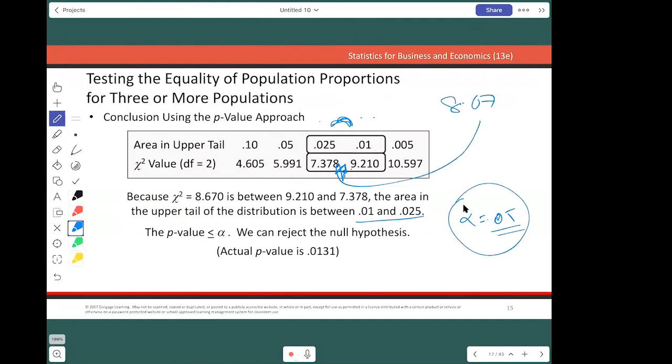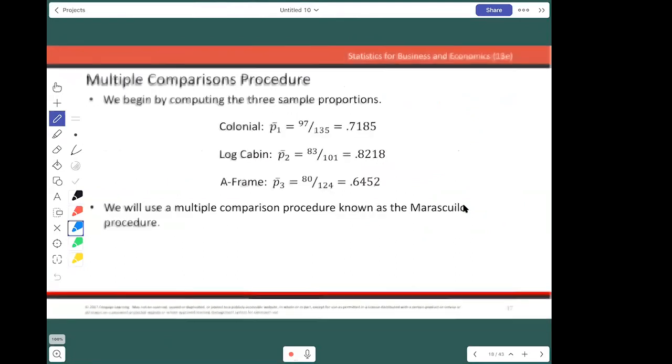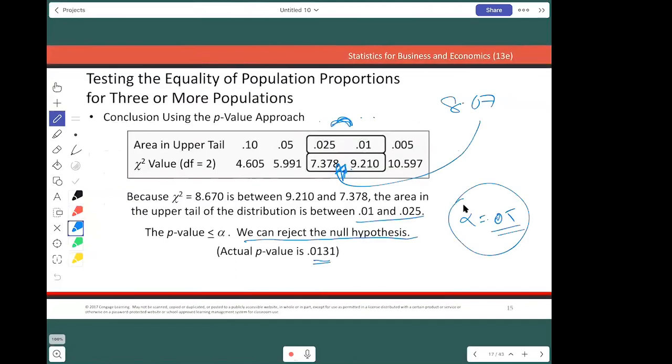All right, we could reject the null hypothesis, as you can see here. The actual p-value from Excel was 0.0131. If you're doing the critical value approach, you compare the 8.67 to the 5.991. All right, so let me just show you. I want to show you the tables to see what it looks like. So I'm going to stop this share for a second. And I'm going to show you a table, chi-squared.